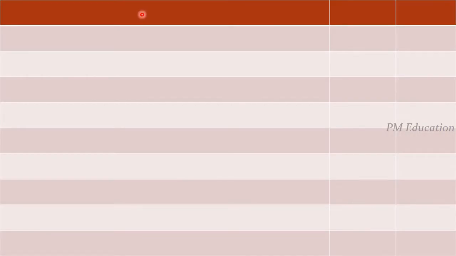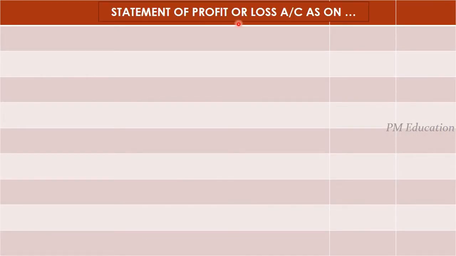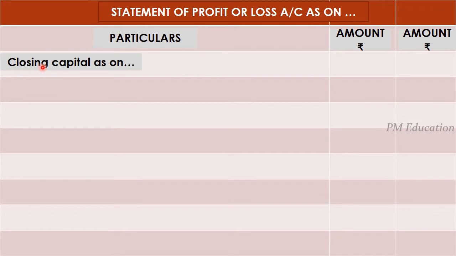Now let's see the format of statement of profit or loss account. Here the heading is statement of profit or loss account as on. Next, particulars, amount in the inner column, amount in the outer column. In this statement of profit or loss account, we are going to use only the outer column, not the inner column. As per the format, the first item here is closing capital, the capital at the end of the year.